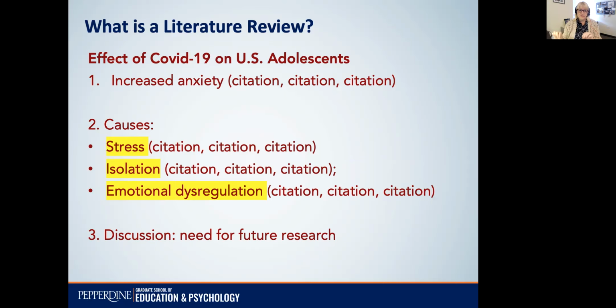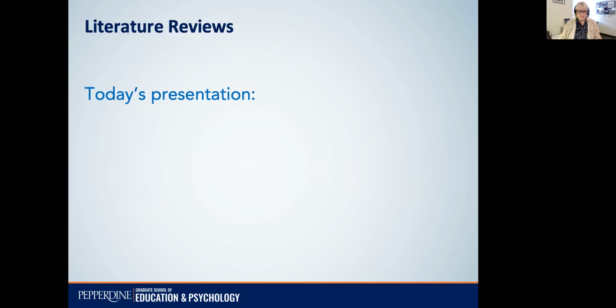There are all these gaps. There are these missing pieces. Maybe we need to focus on one particular population. Maybe we need to look worldwide. Whatever the dynamic is or the angle is that you find in your research, that's what you're going to add in your discussion.